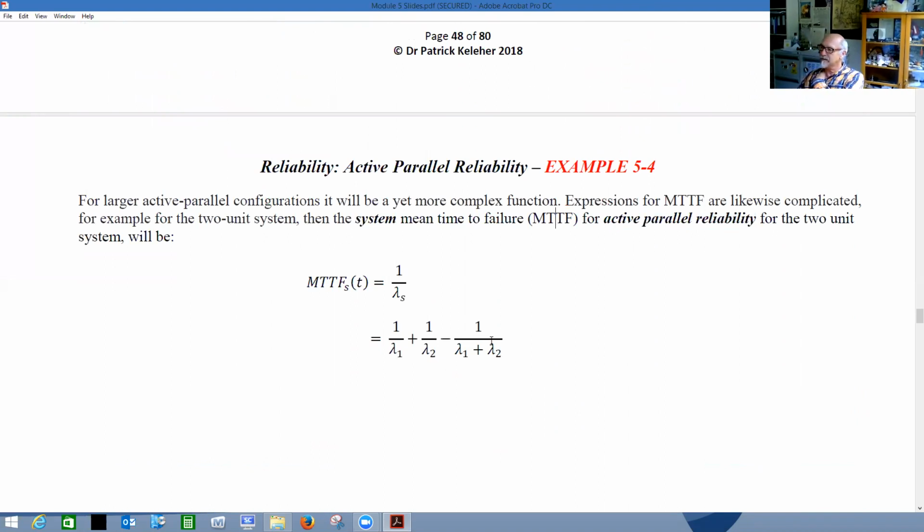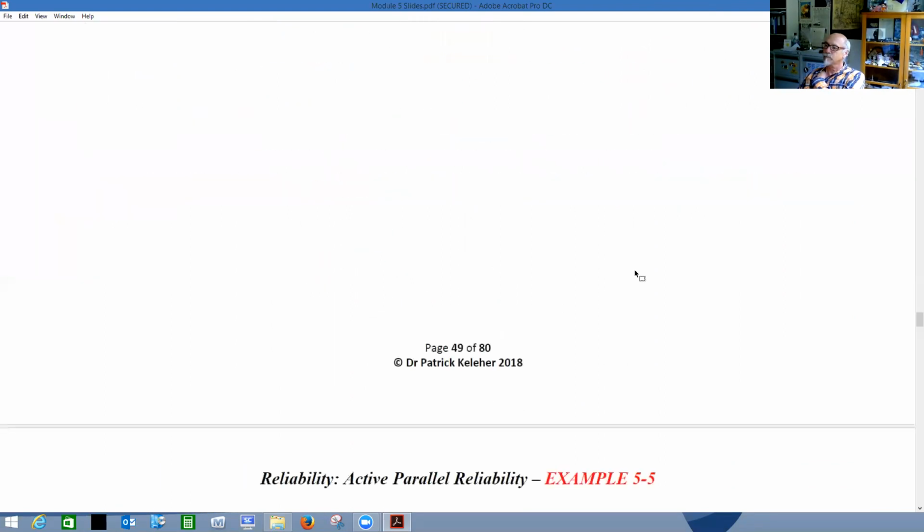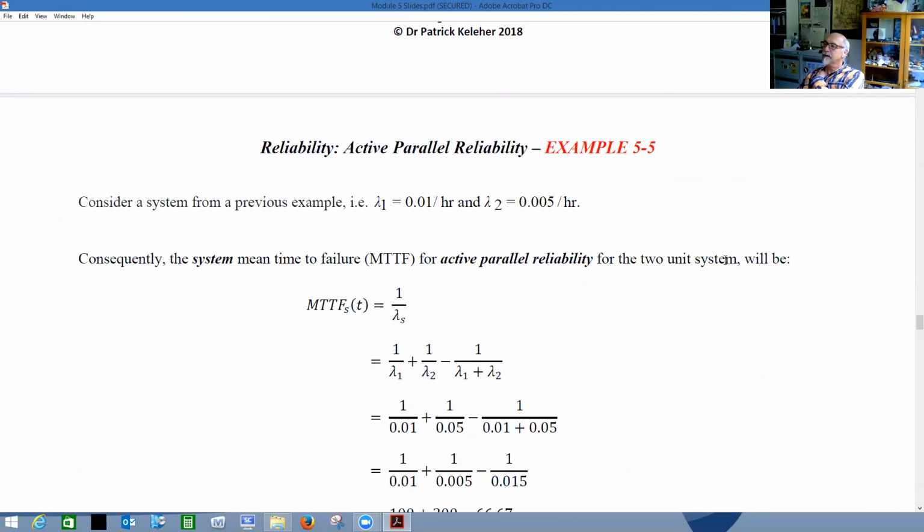Again, it looks like what we had beforehand, but now we're dealing with parallel, not series. So therefore, it'll be 1 over lambda 1 plus 1 over lambda 2 minus 1 over lambda 1 plus lambda 2. And these little formulas are, again, if you know what lambda 1 is, either that'll be given by the manufacturer, or you might have to calculate those things. All right, so here's a little example.